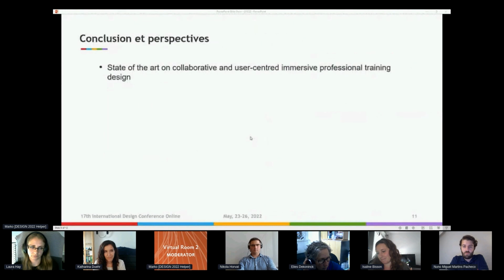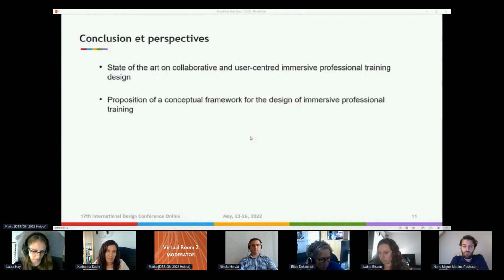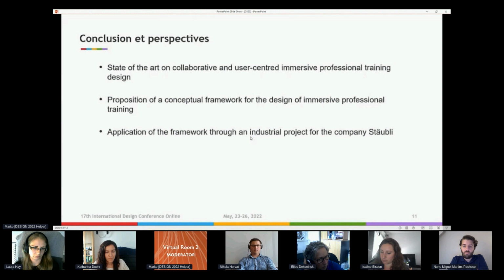To conclude this presentation, our work carried out a state-of-the-art on collaborative and user-centered design of immersive professional training. Inspired by existing work, we have also proposed a conceptual framework and we applied it through an industrial project for the company Dobby. This allows us to discuss the evolution of this framework.